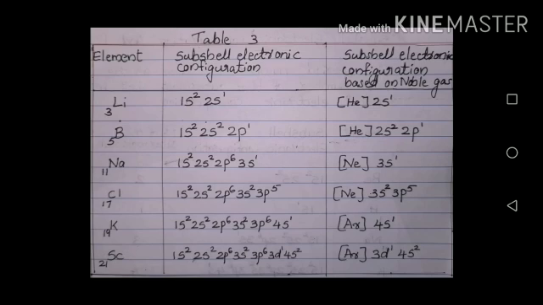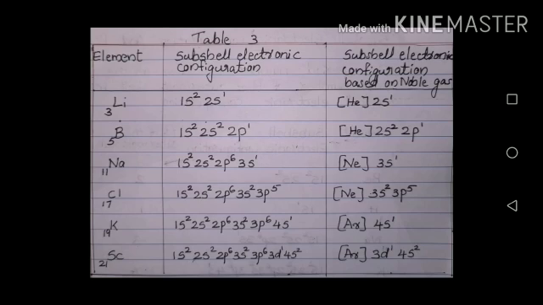Likewise, the subshell electronic configuration of scandium is 1s2, 2s2, 2p6, 3s2, 3p6, 3d1, 4s2. The inert gas that comes before scandium is argon. So we can write it as Ar 3d1, 4s2. Put Ar in the square bracket.